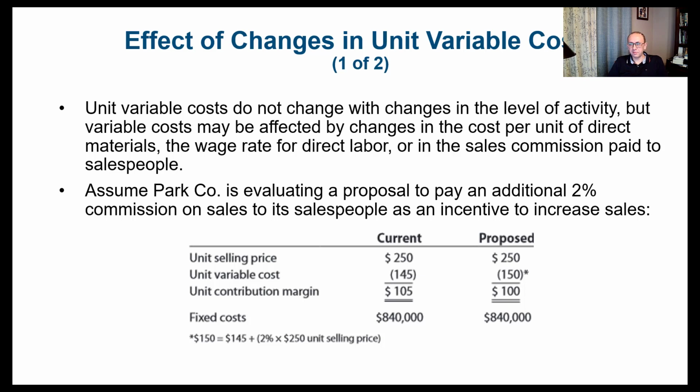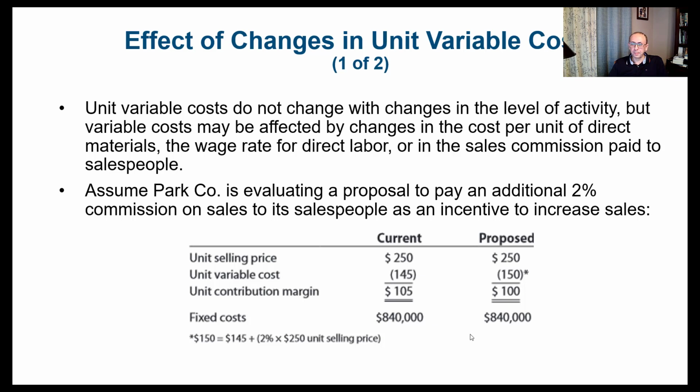Assume Park Company is evaluating a proposal to pay an additional 2% commission on sales to its salespeople as an incentive to increase sales. Again, in this case, that's a variable cost. It's a sales commission. It's going to increase by 2%. So in our current situation, we have a unit selling price of $250, which is going to stay the same. The variable cost is going to increase from $145 to $150. So the unit contribution margin used to be $105, now it's $100 per unit. The fixed cost is the same, $840,000.